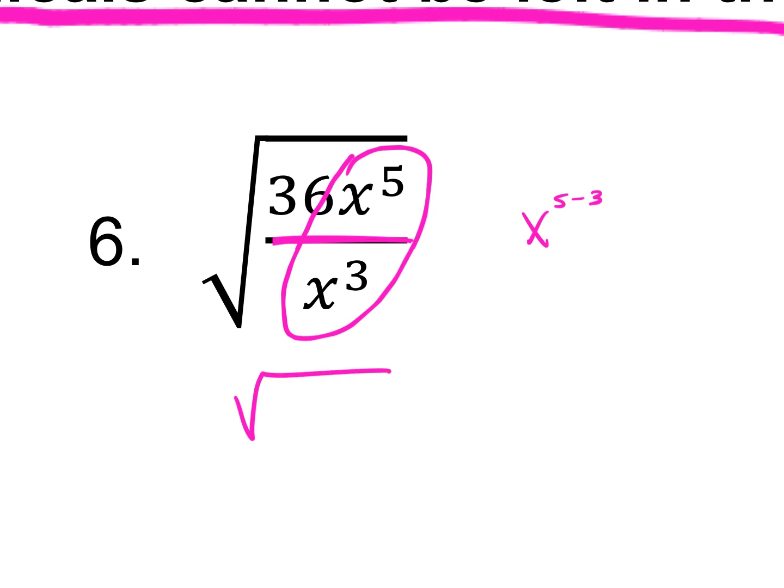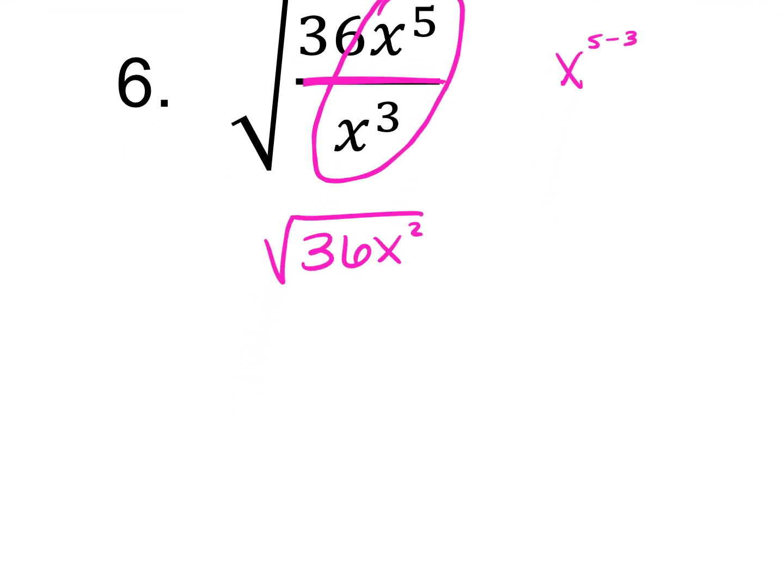So you have right now the square root of 36x squared. And that is actually a perfect square. So this one works out really nicely. Square root of 36 is 6. The square root of x squared is x. And that is your answer.